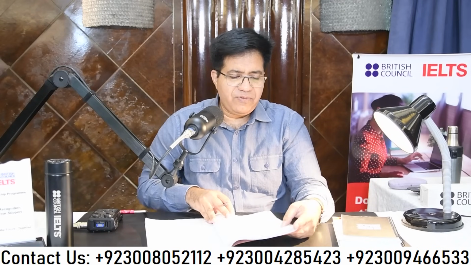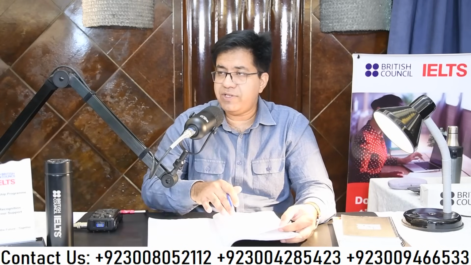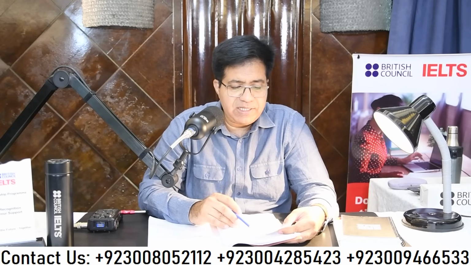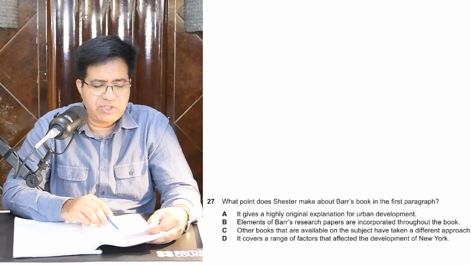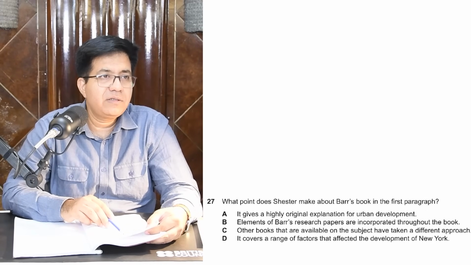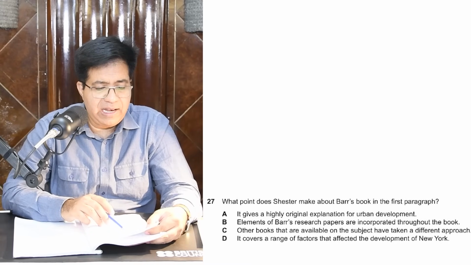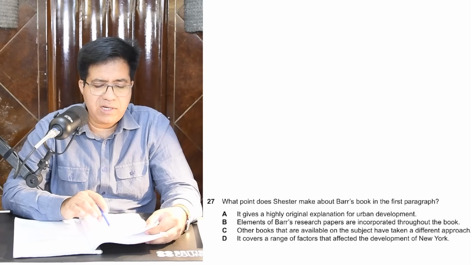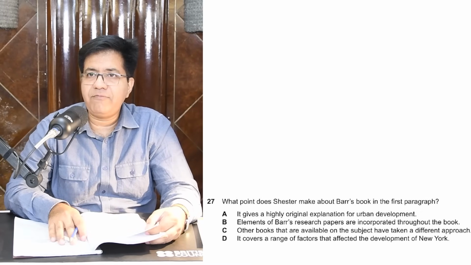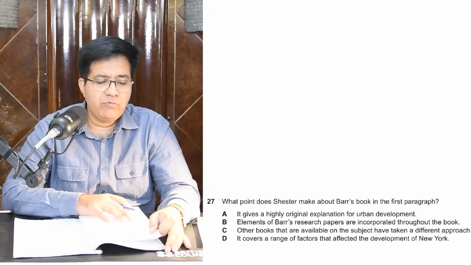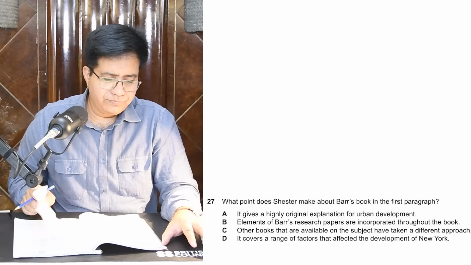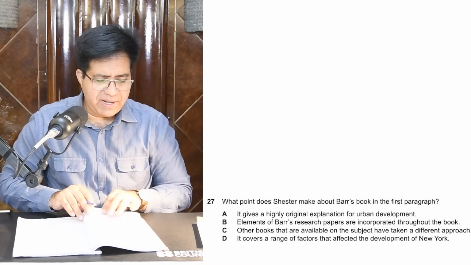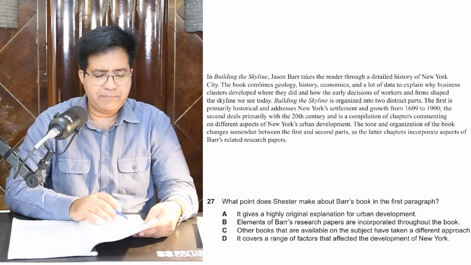Now finally, we have multiple choice questions. Question number 27. What point does Chester make? Who is Chester? The reviewer, okay, that lady is Chester. What point does Chester make about Barr's book in the first paragraph? Now we will go to the first paragraph. We will see what point Chester makes. So we've got the first paragraph. I'm reading it from the beginning.